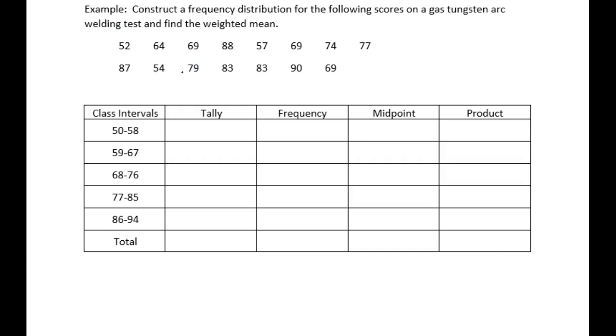So we need to go through each of our values and tally them up into the classes here. So 52 is going to fall within this one, 87, 64, 54, 69, 79, 88, 83, 57, 83, 69, 90, 74, 69, and 77.